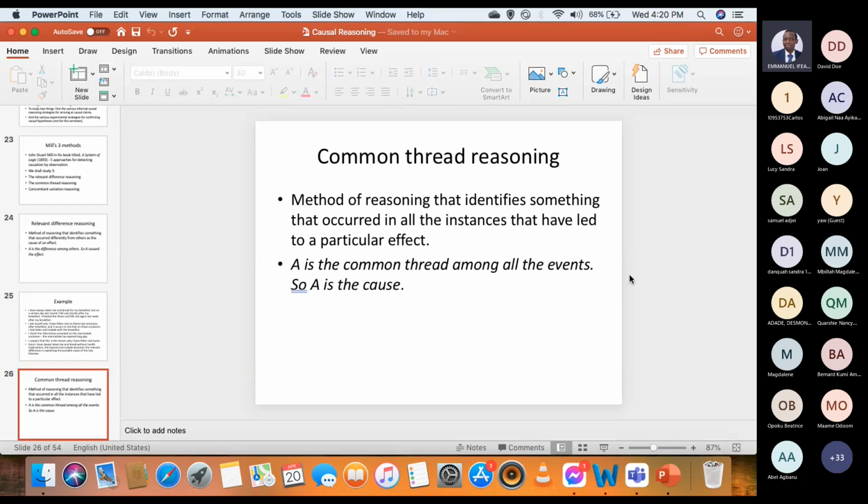Then we have common thread reasoning. This is the method of reasoning that identifies something that occurred in all the instances that have led to a particular effect. All the instances. A is a common thread among all the events. So A is the cause.